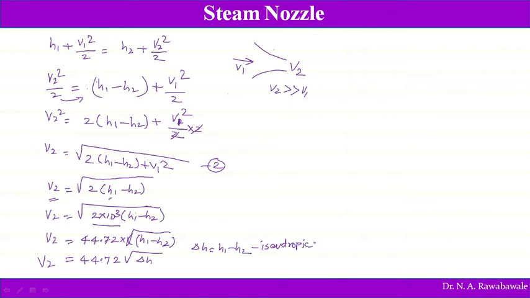Isentropic enthalpy drop. Delta H is the isentropic enthalpy drop. Why do we call this the isentropic enthalpy drop? Because this nozzle is insulated. As it is insulated, there is no transfer of heat energy from the nozzle to the surroundings, or from the system to the surroundings. Therefore, this process is an isentropic process.